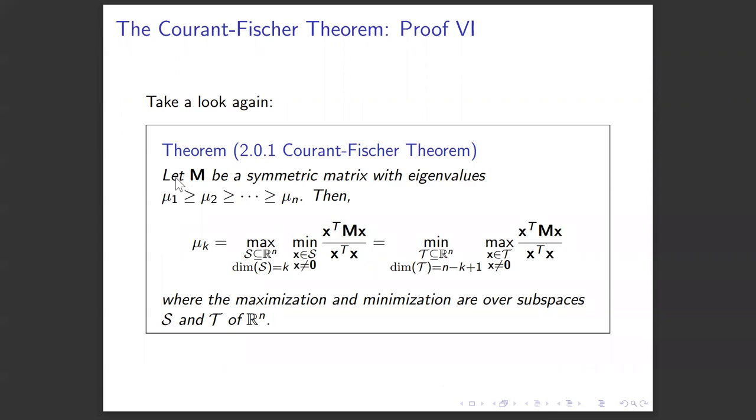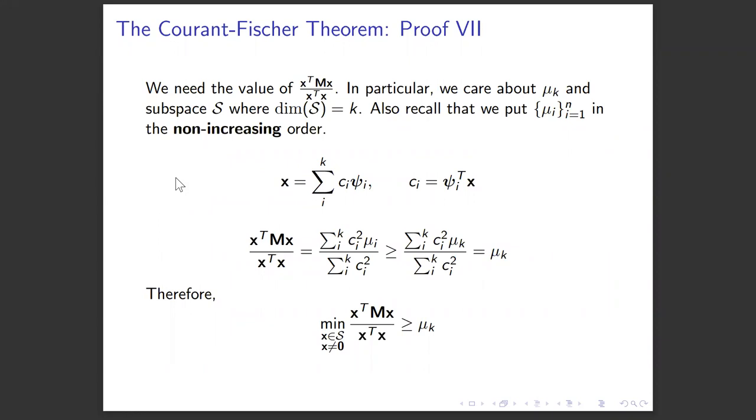So how can I solve this problem? The first thing is that we put the mu_i, the eigenvalues, in non-increasing order. So that means mu_1 is the largest eigenvalue. And then we know that this S only has dimension K. So I can only use K eigenvectors to describe the vector X in this domain. Okay, so that's quite simple. And then we can also represent this X.